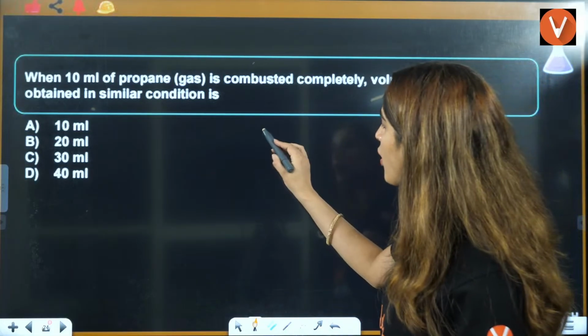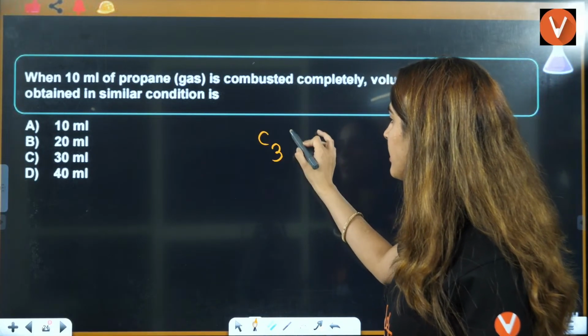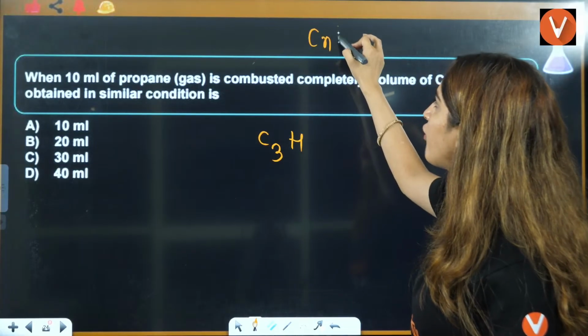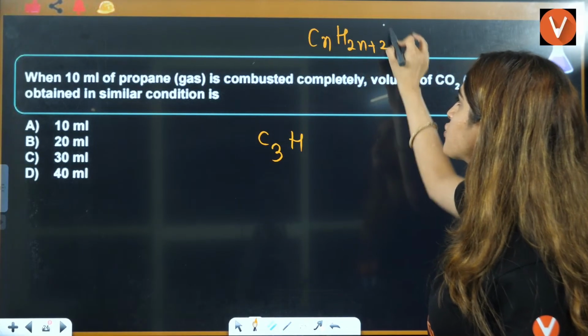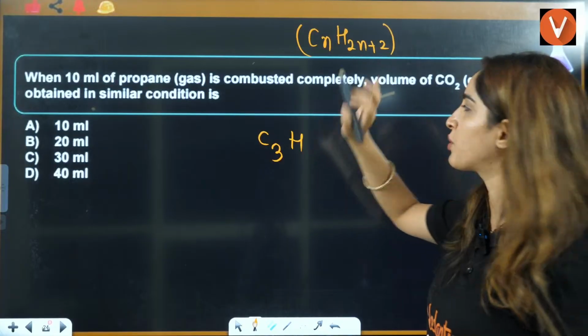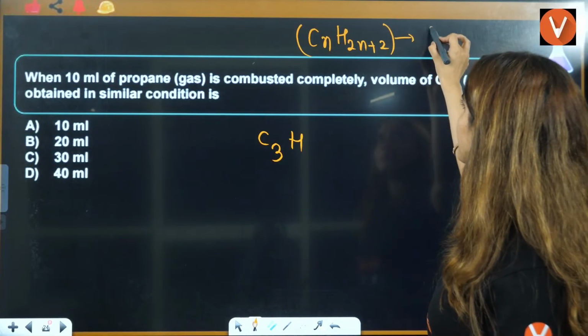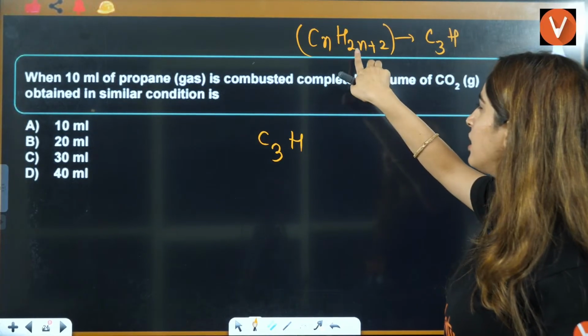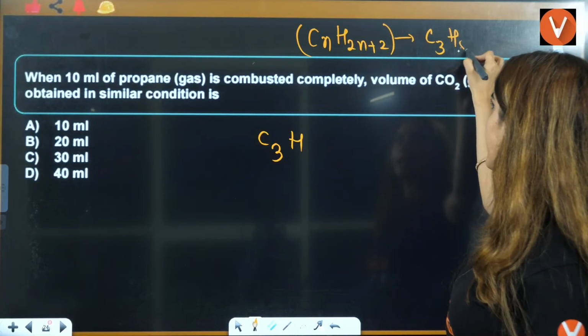So you have propane, that is C3H8. The formula of propane is CnH2n+2. This you will learn in hydrocarbons. So n is the number of carbon atoms. It is 3. Hydrogen is 3 into 2, 2 plus, this 8. Right.